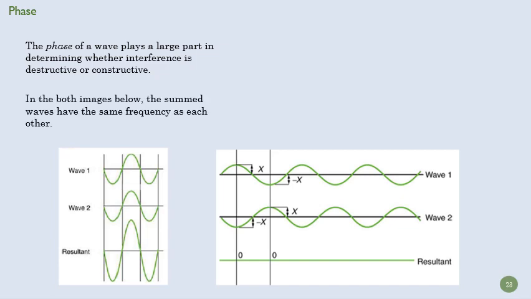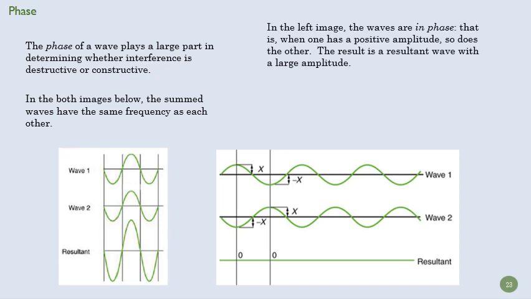So in both of these images below, the two waves that we're adding have the same frequency as each other, right? Here we can see we have one wavelength that's this long, our wavelength is this long. Over here, again, our wavelengths are the same, and we assume they're traveling in the same medium, so their frequencies are the same. But the result of their interference is drastically different. In the left image, our waves are in phase, right? So when we add here, we get a much larger amplitude. When we add here, we get a much larger amplitude. Two positives added together, a big positive. Two negatives added together, a big negative.